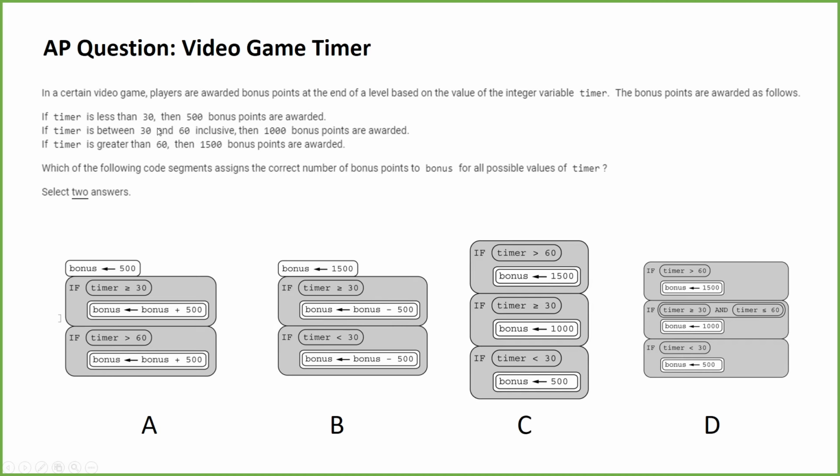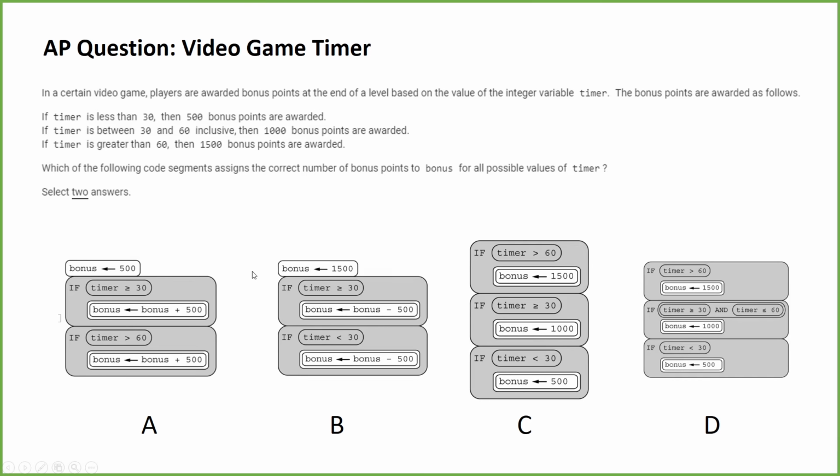Okay, so let's check A. Bonus becomes 500, and then if timer is greater than or equal to 30, right? So you notice here, less than 30 is 500, but between 30 and 60, we get 1,000. So it makes sense if it is greater than 30, we could add 500. That would take us to 1,000. And then we check and see, is timer greater than 60? Then we can add 500 more. If not, we'll just stay at 1,000, right? So this logic would work.